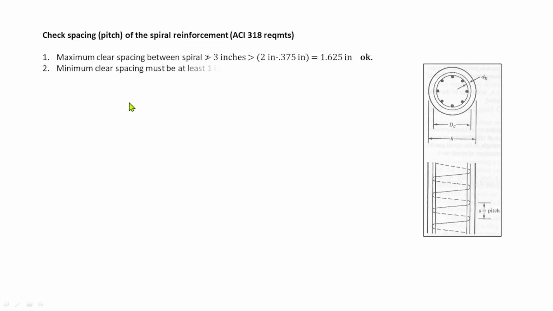The second criterion is the minimum clear spacing must be at least 1 inch. This is less than what we have, 1.625 inches, so we are still okay for that. The third one, the minimum diameter of the spiral bar is 3/8 inch. So we are using that number 3. We are okay for all these criteria according to the ACI 318 requirements. So use number 3 ties at 2 inches on center pitch, this one here.